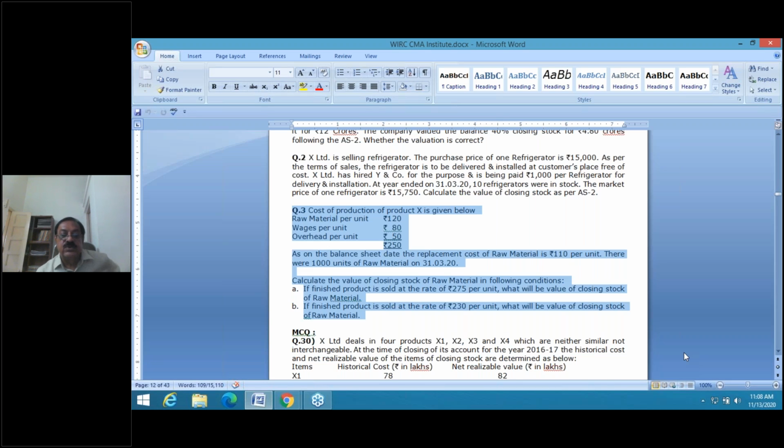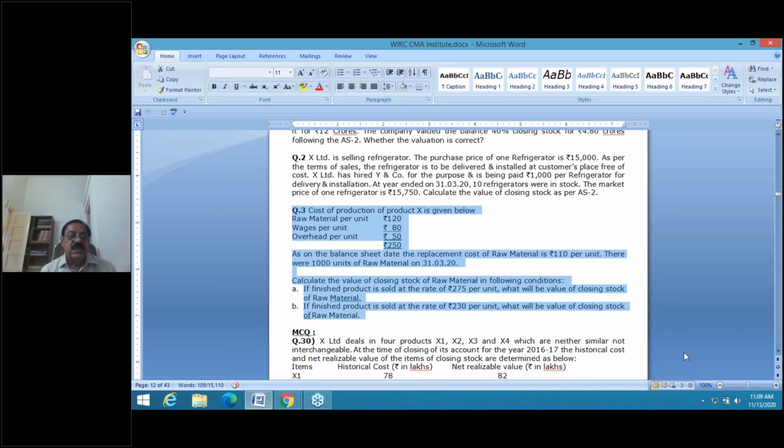If finished goods produced are sold at the rate of 275 per unit, what will be the value of closing stock of raw material? The normal rule is raw material is valued at historical cost, matlab 120. But if the finished goods produced out of it will be sellable at a price lower than 250, then you will have to value the raw material at its replacement cost, which is 110. Now in the first case, the finished goods whose cost is 250 will be sellable at 275, higher than cost. So in this case, there will be no future losses. So it will be valued at its historical cost 120.